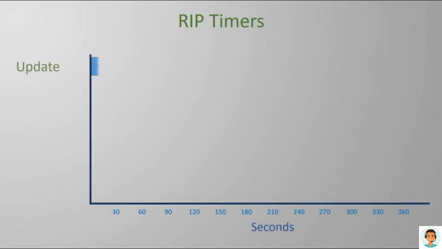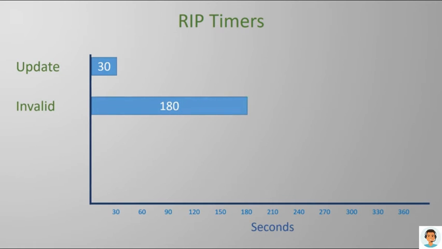The first is the update timer. This is how frequently route update messages are sent. The next is the invalid timer. This timer tracks how long it's been since a route has been updated. Each individual route has its own timer. Every time a route update message comes in, this timer resets to 0, so in a healthy network, this timer will be reset every 30 seconds. If this timer counts up to 180 seconds without receiving an update, then something is clearly wrong, and this would be the case if R3 failed.